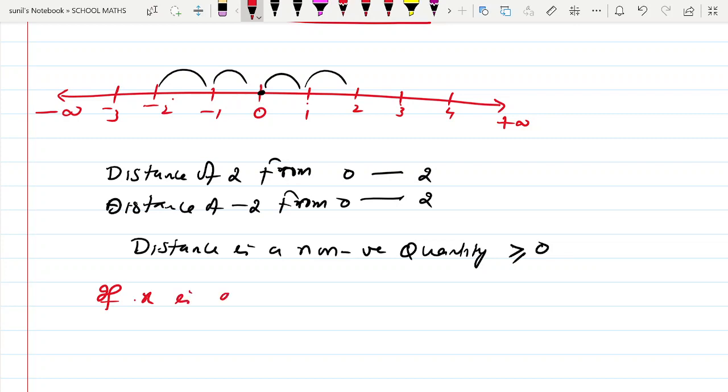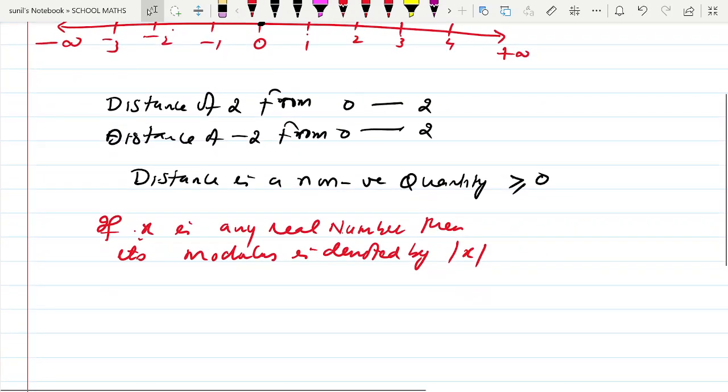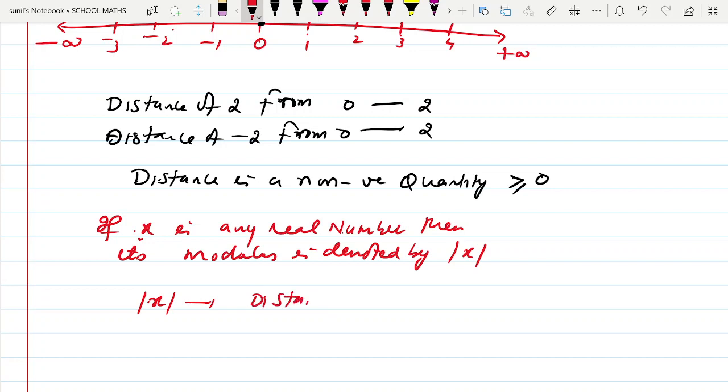If x is any real number, then its modulus is denoted by this symbol, mod x, or sometimes we call this the absolute value of x. Geometrically, this mod x is nothing but the distance of x from the origin.